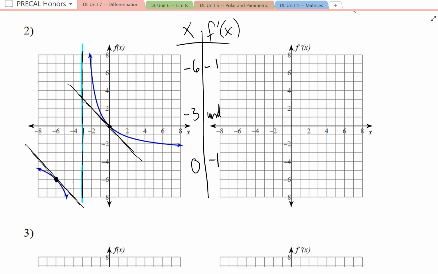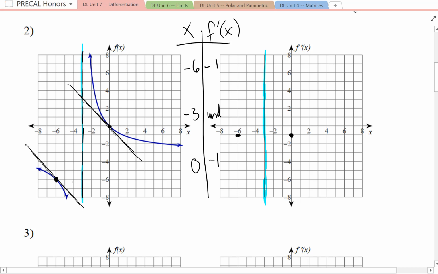We can even start graphing before we find all of the points that we want to. So at -3, we have an undefined slope, so another vertical asymptote. And then at -6, we're at -1. And at 0, we're at -1.